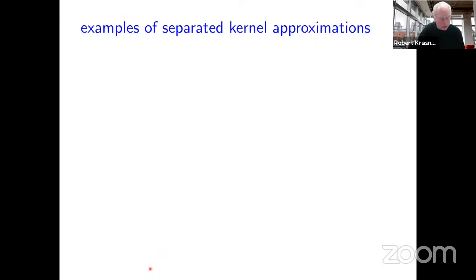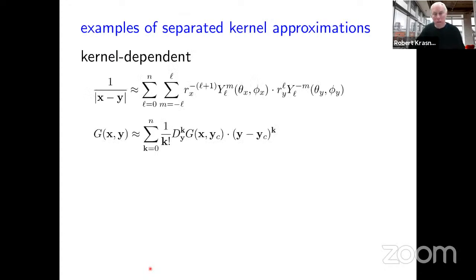Now, I want to give some examples of separated kernel approximations. There are such approximations that are kernel dependent. In other words, this specific kernel, the Coulomb potential, has this expansion in terms of spherical harmonics. And it's a classical approximation. It was used in the fast multipole method. The x variables over here, rx, theta x, phi x, are the spherical coordinates of x, and similarly ry, theta y, phi y are the spherical coordinates of y. The x variables are here, the y variables are here.